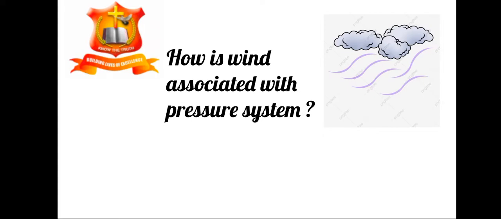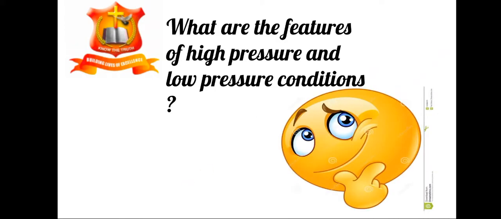Now how is wind associated with pressure systems? Wind blows from the higher pressure to low pressure areas. Now we will proceed towards the next question. What are the features of high pressure and low pressure conditions?